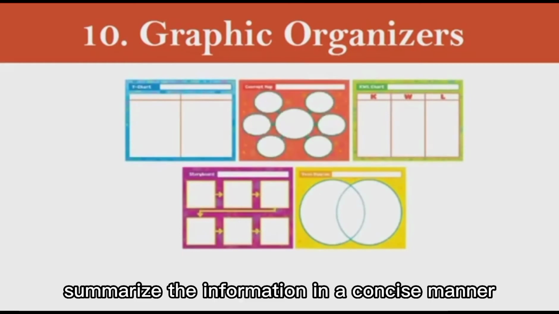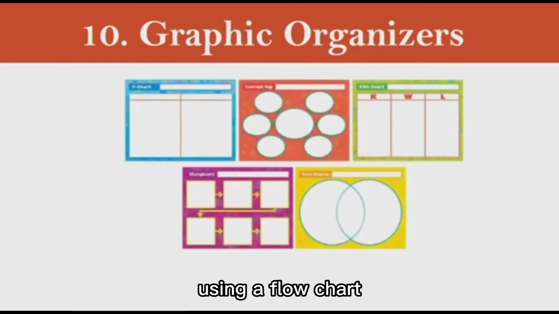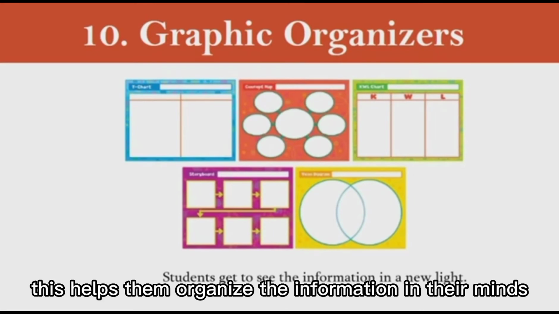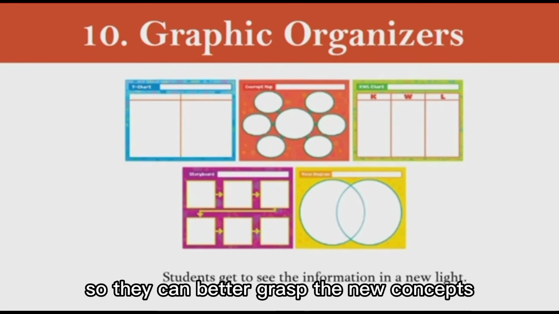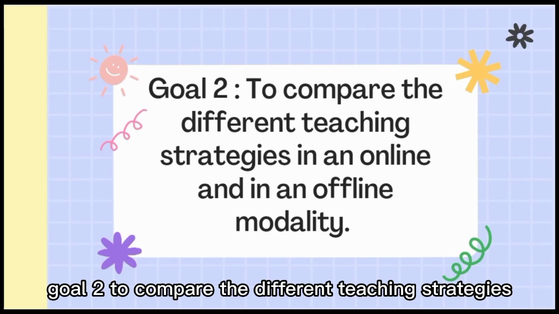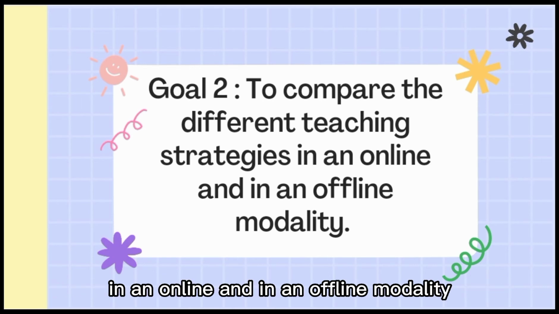Graphic organizers summarize the information in a concise manner. Using a flowchart, Venn diagram, or web, students get to see the information in a new light. This helps them organize the information in their minds so they can better grasp the new concepts. Goal 2. To compare the different teaching strategies in an online and in an offline modality.